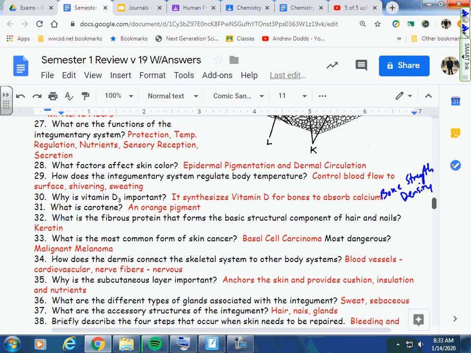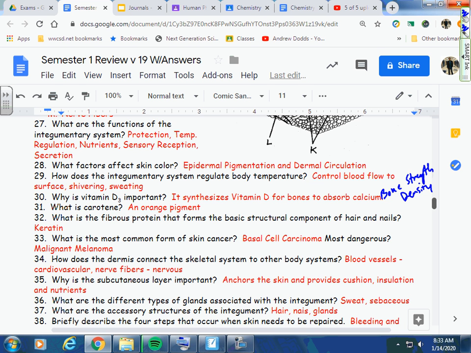How does the dermis connect the skeletal system to other body systems? We saw a lot of different ones when we did our relationships between the integumentary system and other body systems. The two main ones I think of with the dermis are the nerve fibers and the blood vessels. So nerve fibers are going to relate to the nervous system and blood vessels to cardiovascular.